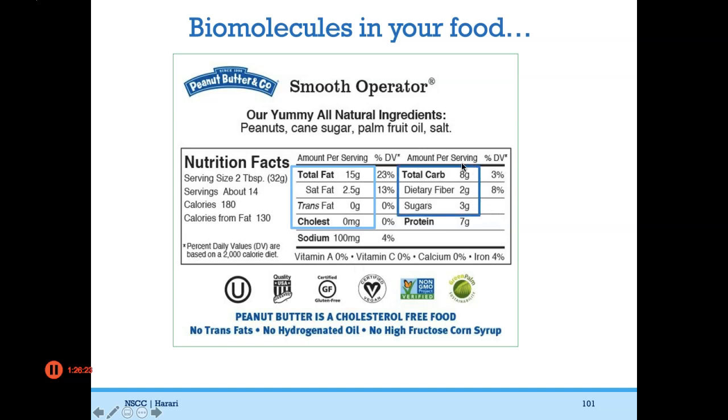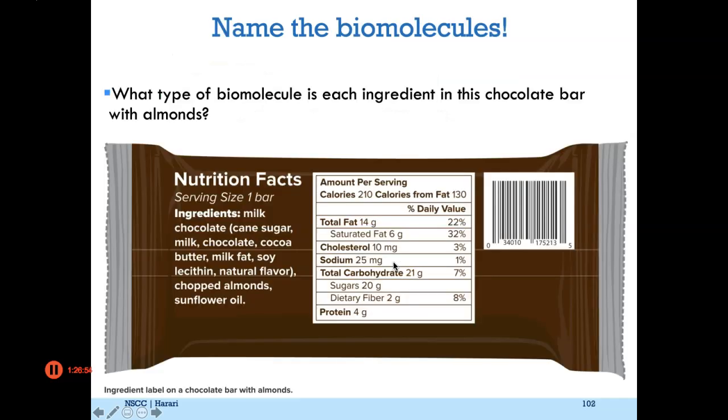Here we have carbohydrates, right? We have not only sugars in the form of cane sugar, which is sucrose, right? We also have dietary fiber, right? What is dietary fiber? That's cellulose, right? That's also a polysaccharide. And finally, we have proteins, right? That's actually coming from the peanut itself. So you can see we have three categories of biomolecule in our peanut butter.